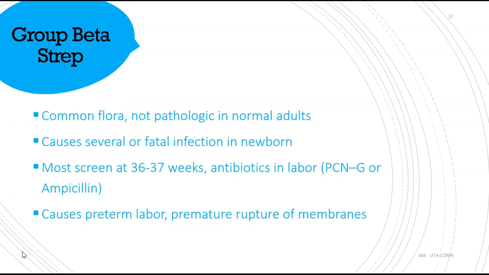We talked about group beta strep earlier. It can cause a severe or fatal infection in our newborn. That's why ACOG recommends that we test all of our pregnant women at 34 to 36 weeks and to treat those while they're in labor if they come out positive.